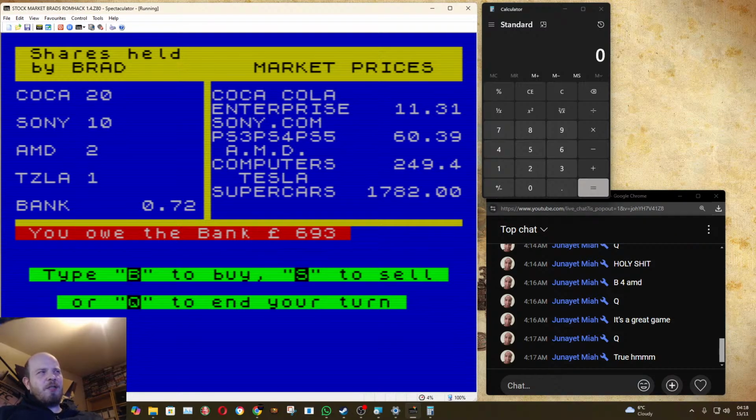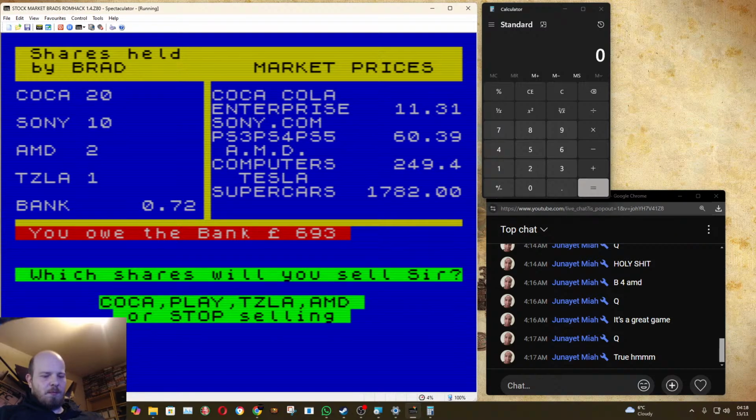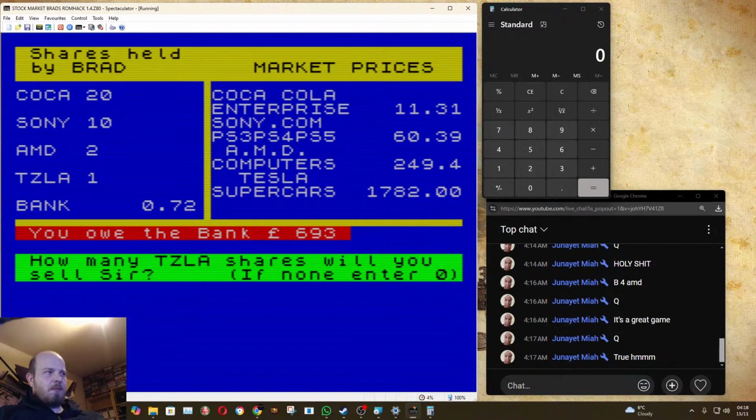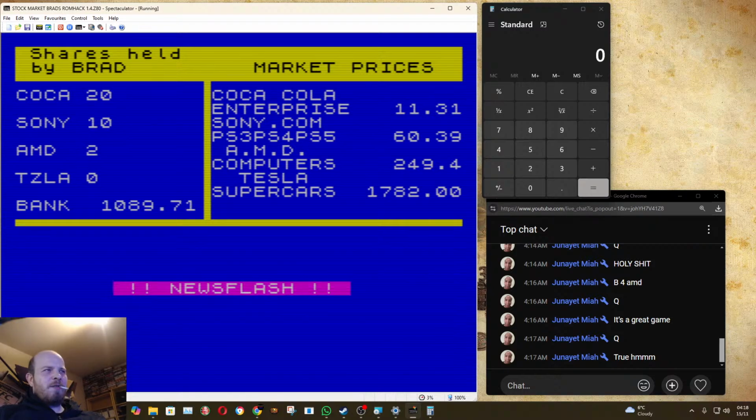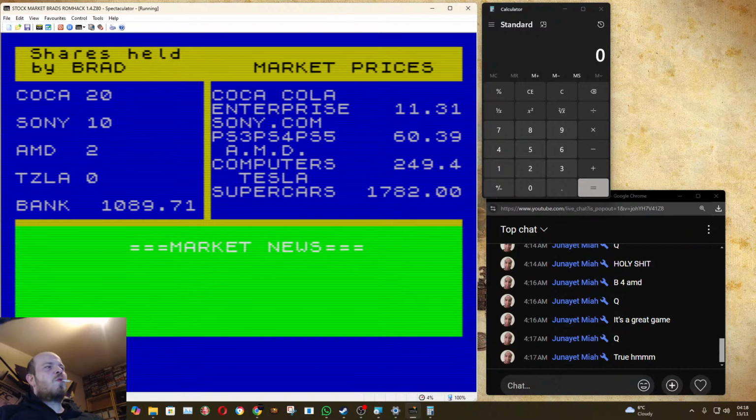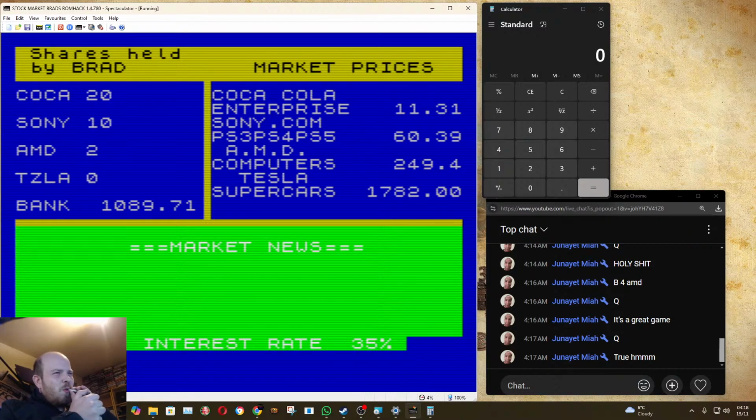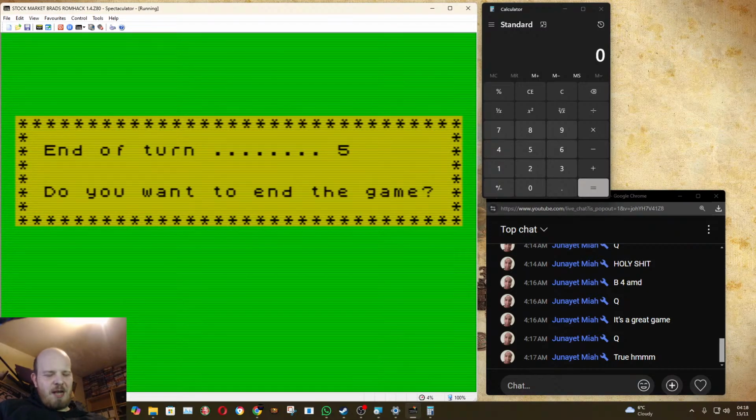I can't just end my turn because the money I owe the bank is going to be over 1,000 next turn. And then if I sold one Tesla, I'd only have 700 left, right? So I have to do it now. It didn't work out for me. Oh, bugger. You see, the interest rate is 35%. You don't want to have a high loan when the interest is high.